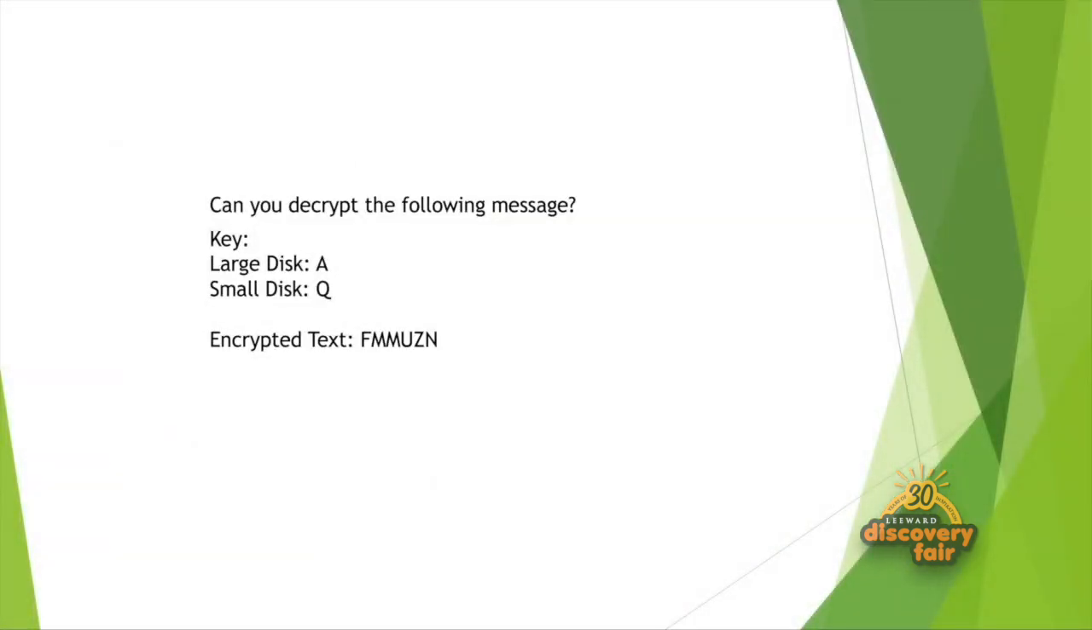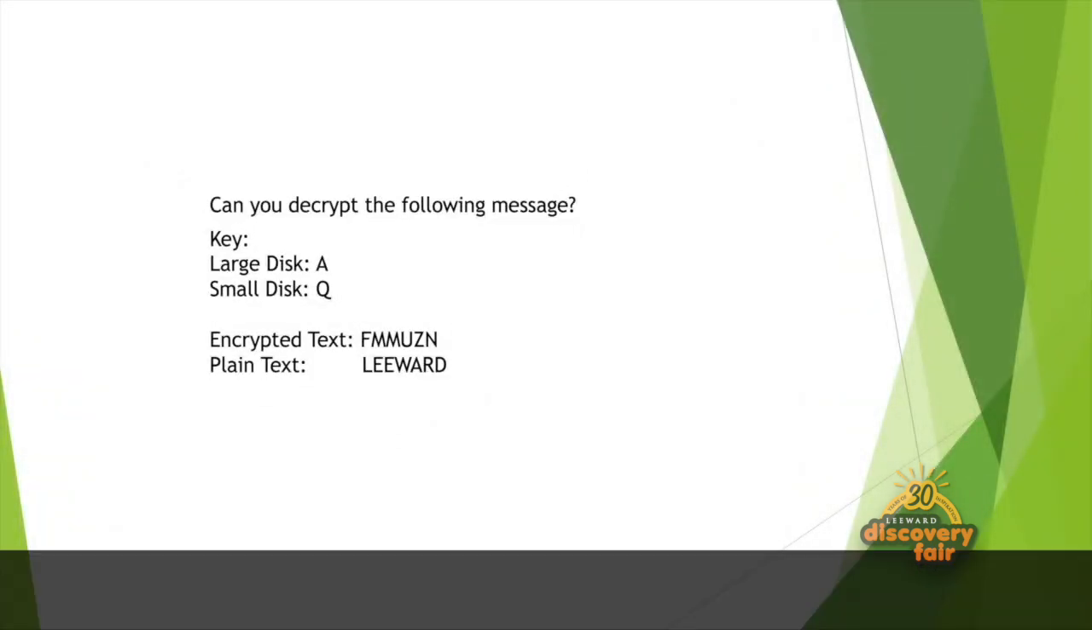Now I'm going to issue you a challenge. So the key is on the large disk A and on the small disk Q. So line them up and see if you can decrypt this text. If you want a hint, to decrypt this, on the red disk, you want to find the letter F, and then you would find the corresponding letter that matches on the yellow disk. And you would notice this is an L. And this is what you would do to decrypt the rest of this message.